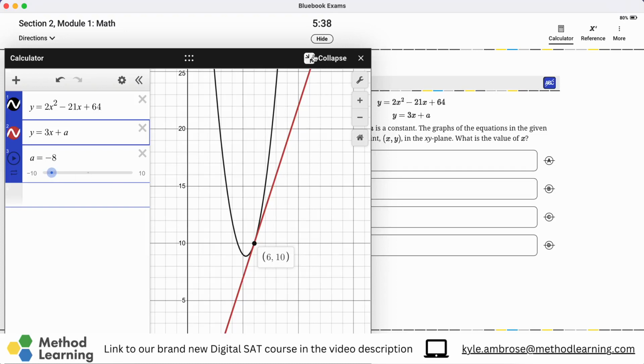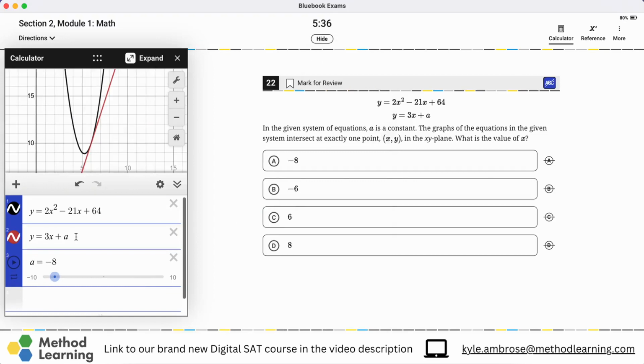But be careful. They don't ask for the value of a. Sometimes they will. But they say, what is the value of x? So a is negative 8, but x isn't negative 8, because x is the x value at the intersection point, which was (6, 10). So x has to be 6, and we get an answer of C.